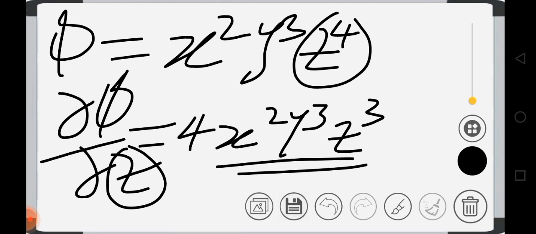So this is just the introduction to partial derivatives. Let's look at this simple question. The question is for us to find the, what is it called?